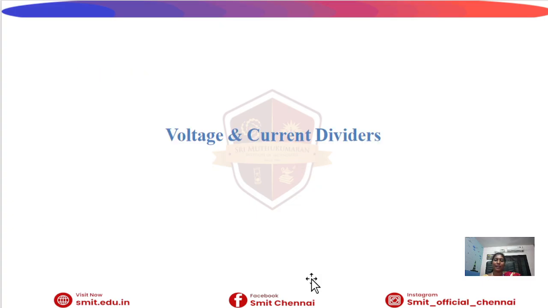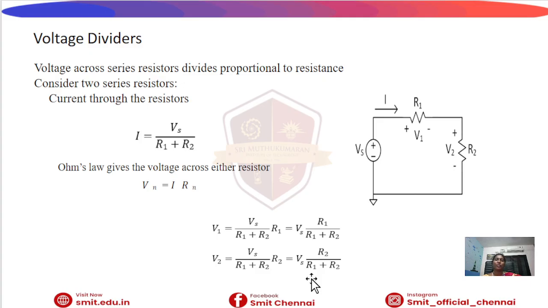Then voltage and current dividers. What is a voltage divider? First, why is the voltage the same in parallel resistance? Because each branch is directly connected across the source terminals, so the voltage is the same across the terminals. Then what is the voltage divider? The voltage divider rule is applied only in the series circuit. The concept is that the voltage divides in proportion to the resistance.